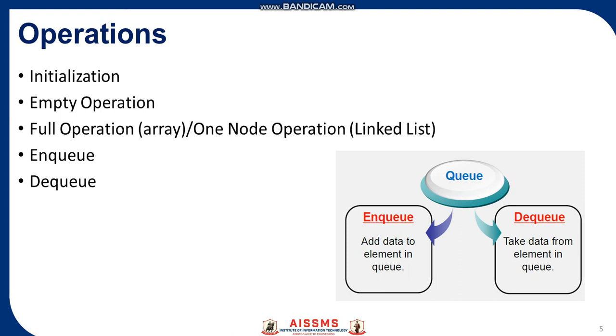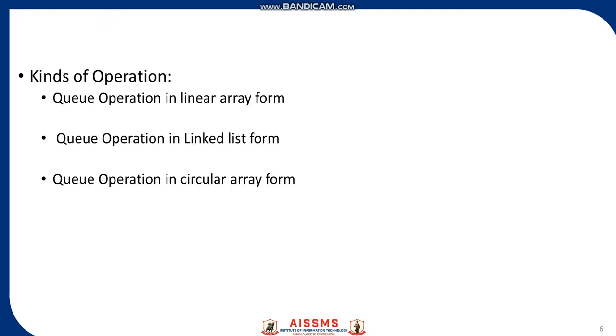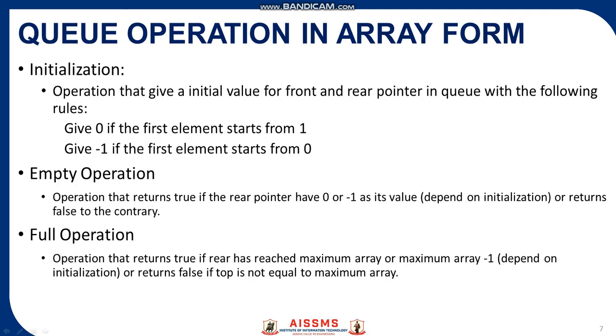Next is operations. We will do a number of operations on queue. Mostly there are two basic operations, enqueue and dequeue, but before that we will see initialization, empty operation, then full operation, and then we will go towards enqueue and dequeue. We can perform queue operations in a linear array, by using a linked list, or in a circular array form also. So we will look at the queue operations in array form.